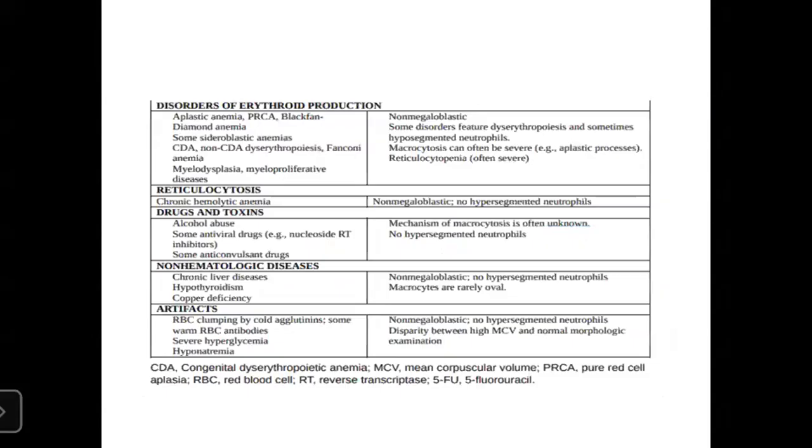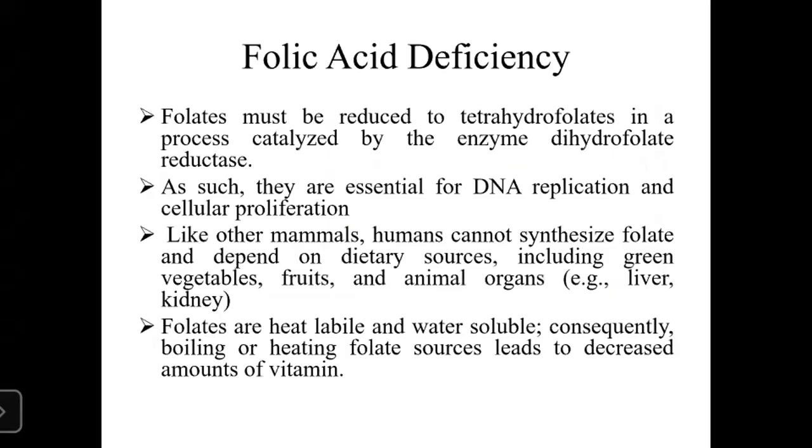So these are the causes of disorders of erythroid production: aplastic anemia, Diamond-Blackfan syndrome, sideroblastic anemia might produce megaloblastic anemia. Drugs such as alcohol and some antiviral drugs can lead to megaloblastic anemia. Non-hematological diseases such as chronic liver disease, hypothyroidism, copper deficiency, or severe hyperglycemia, hyponatremia can also lead to it.